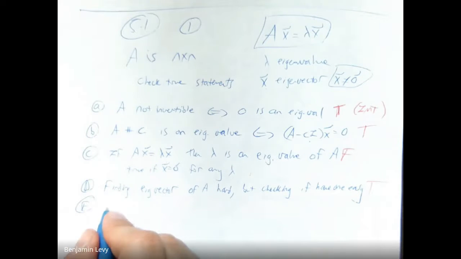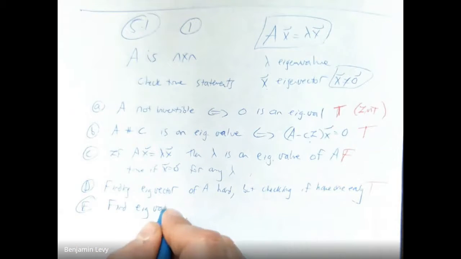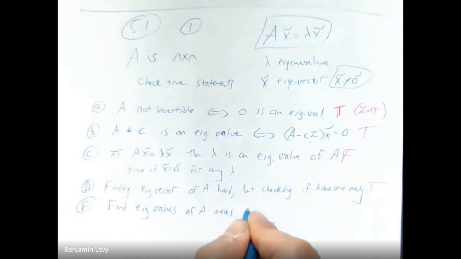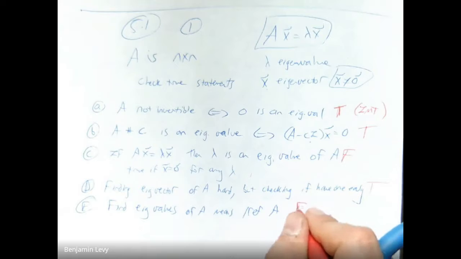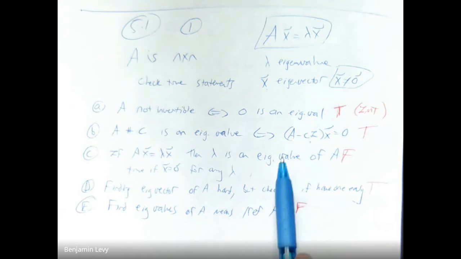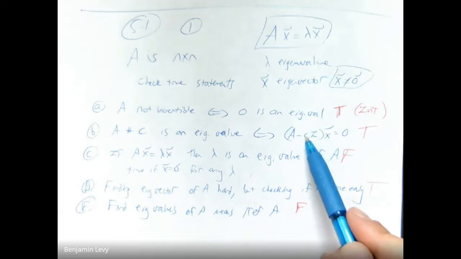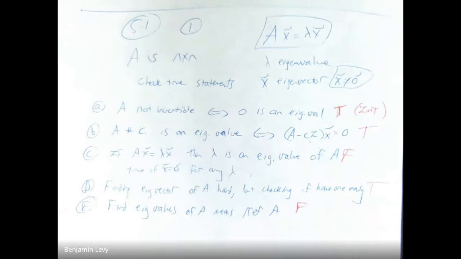And then the last one is false. It says finding eigenvalues of A means row reducing A. That's not how you find eigenvalues. And if you watch the section, you'll see how to find them. It's doing this. Oh, that's eigenvectors. Oh, no, that is eigenvalues, yeah. So we just said that B is how you find them, not just row reducing A. So the true ones are A, B, D.